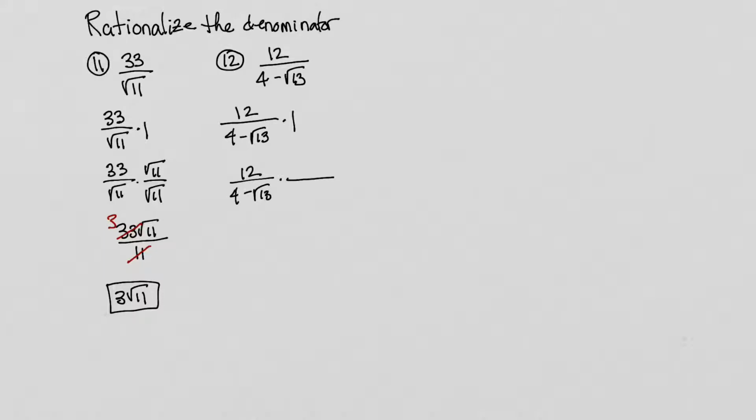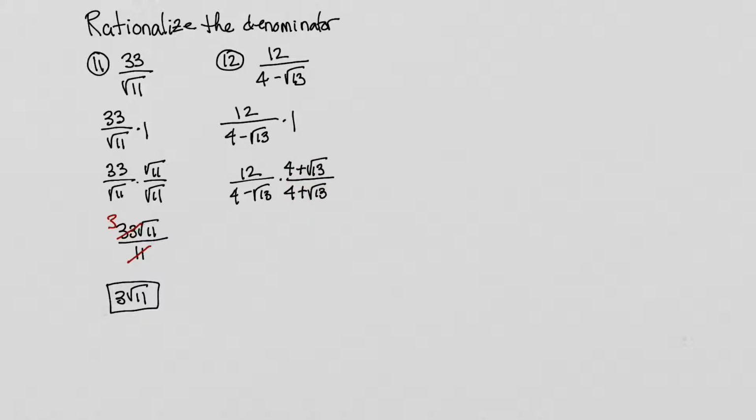Now I'm going to write this as the conjugate of that denominator. So our denominator is 4 minus square root of 13. Its conjugate is 4 plus square root of 13. And I'm doing this because I know from doing some previous problems that when I multiply conjugates together, the radicals disappear. So I got 1 here.